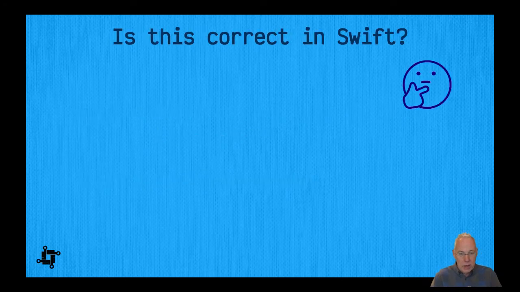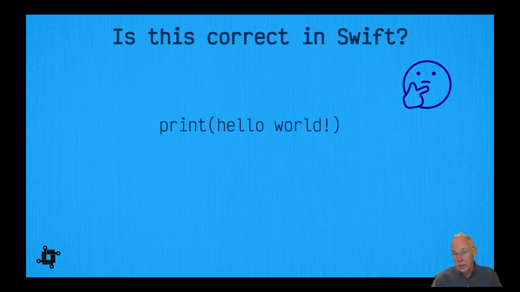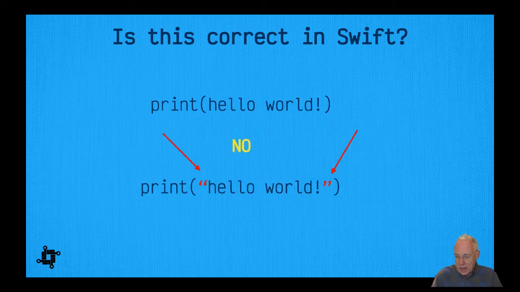So let's go down and look at this example. Is this correct in Swift? Print hello world. So you might say, well, looks pretty close, right? I mean, I'm not sure what I see that's really different from this. But there is a difference. And the difference is that we did not include these quotes around hello world. So we notice up here as an example, this just has hello world, but it does not have quotes around it. And that would be syntactically incorrect.